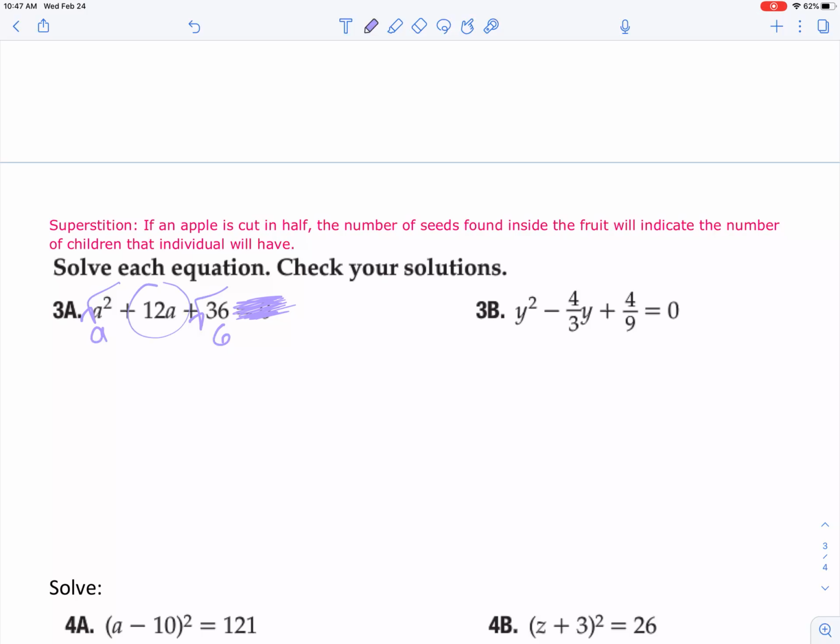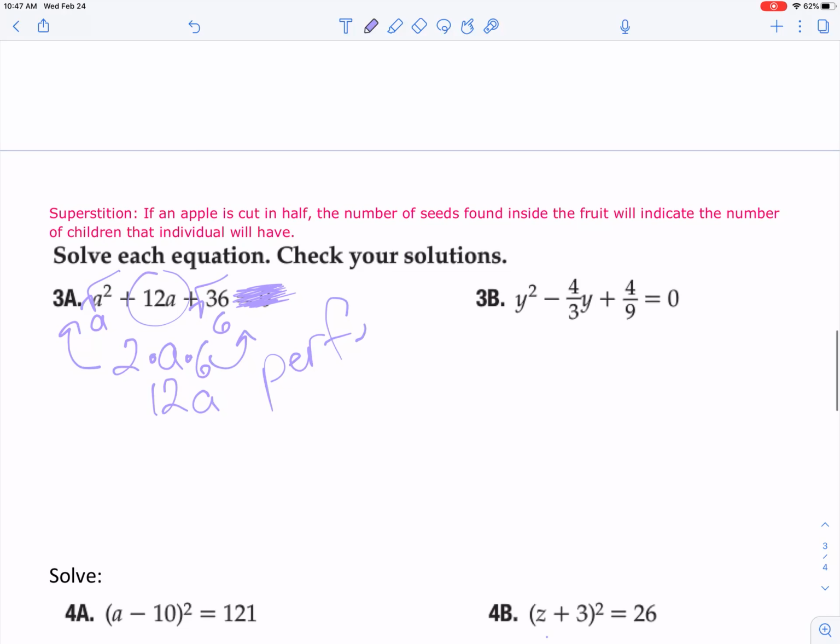So look at the middle number. Does it equal 2 times this times this, which in this case would be a and 6? Well, 2 times 6 is 12, so 12a. The answer is yes. That means that this one is a perfect square. Let's write that. Perfect square. Yay!